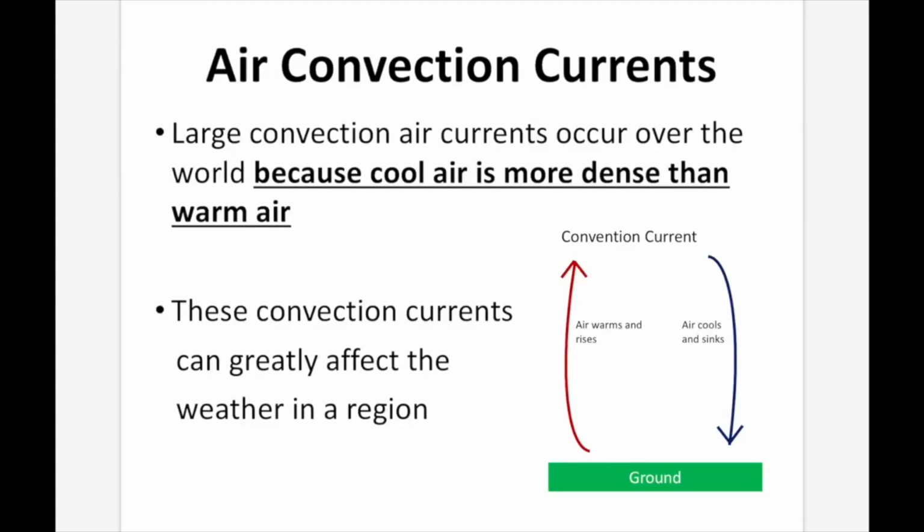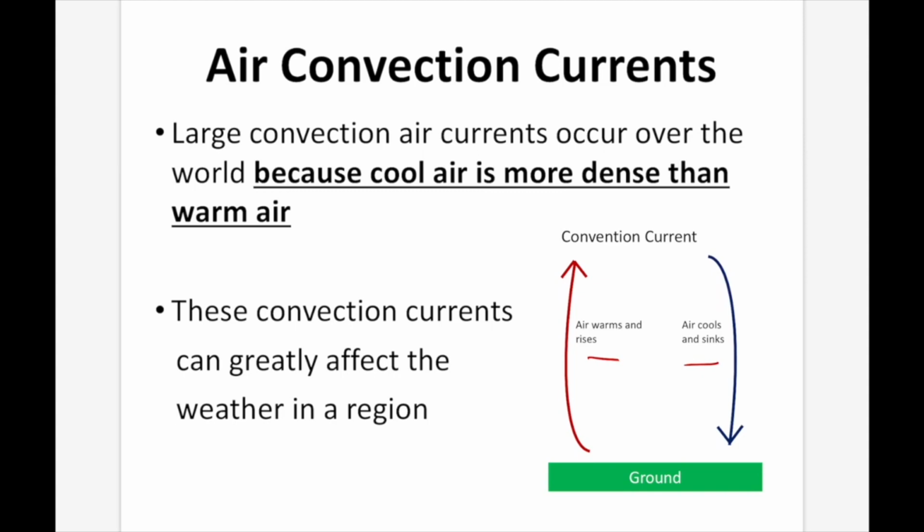Air convection currents. Large convection air currents occur over the world because cool air is more dense than warm air. Therefore, it's going to go down. These convection currents can greatly affect weather in a region. So in general, what it means is that warm air rises and cold air sinks, and that gets a movement of the air molecules. You're always going to have your warmer air going up.